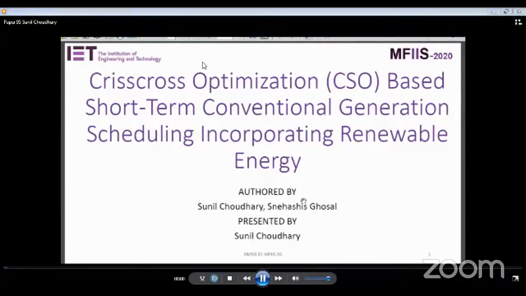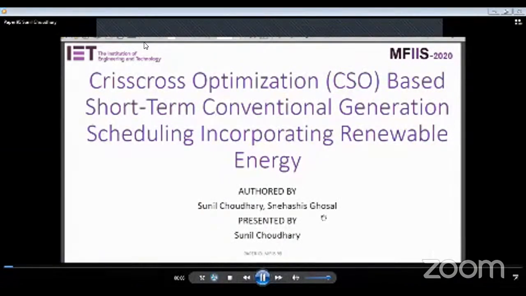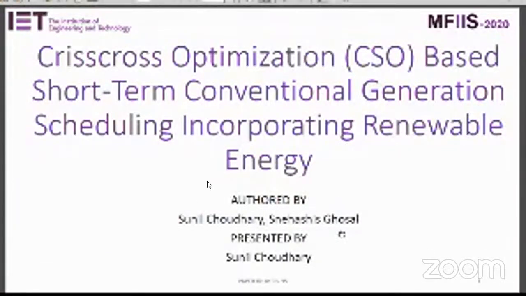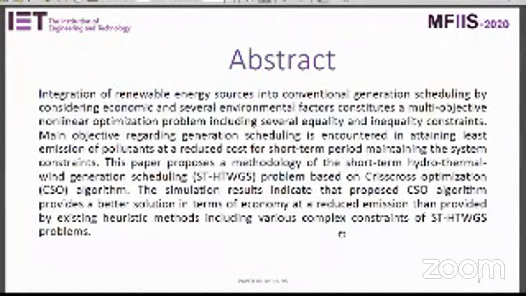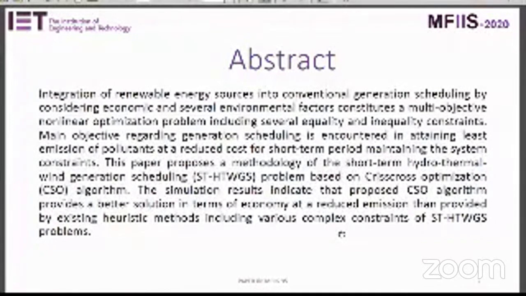Hello everyone. I'm glad to present my paper entitled Crisscross Optimization Based Short-Term Conventional Generation Scheduling Incorporating Renewable Energy in front of such a learned audience. Integration of renewable energy sources into conventional generation scheduling, considering economic and several environmental factors, constitutes a multi-objective nonlinear optimization problem, including several equality and inequality constraints.